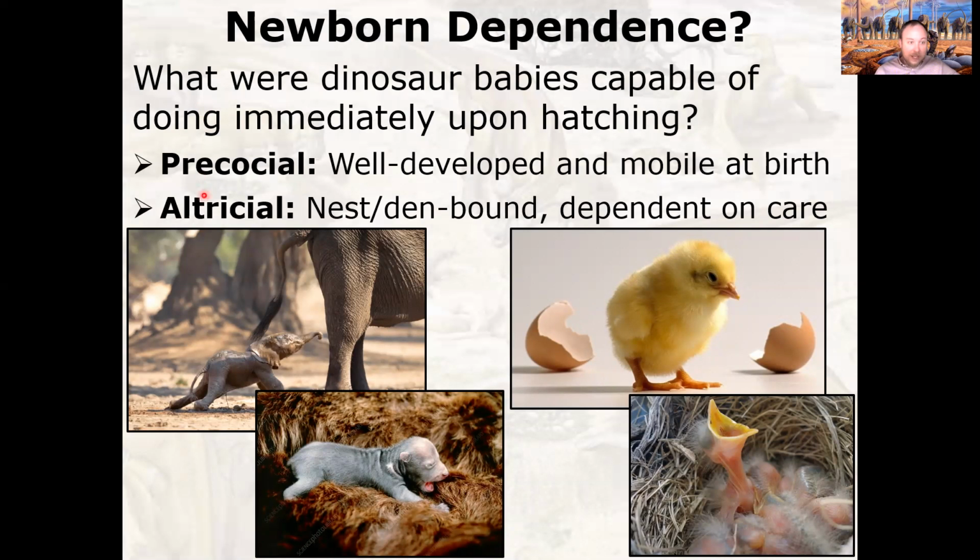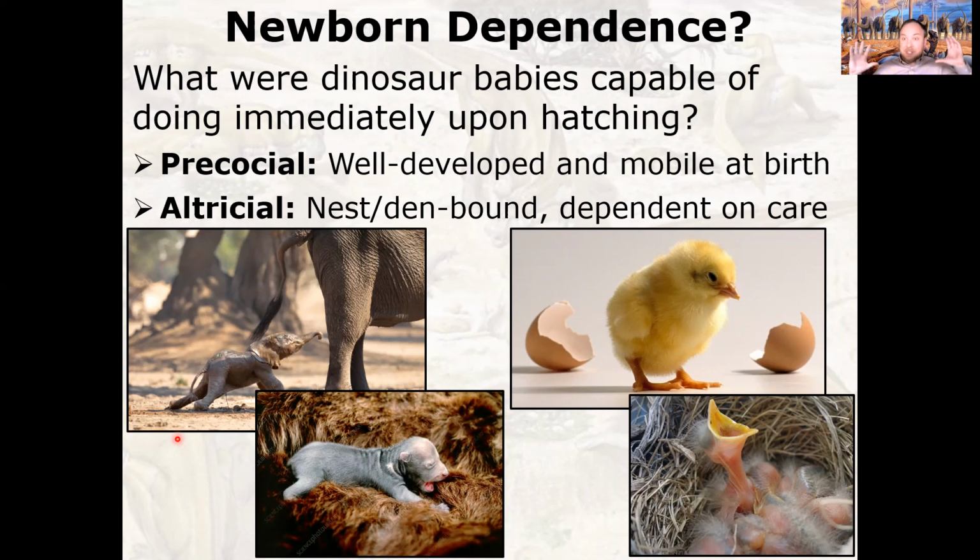So there's precocial, or precocial, maybe. I've never heard it said, sorry. That means they're well developed and they're mobile already at birth. So elephants here, this is a brand new, just born baby elephant. You can see that it still has the umbilical cord here. It still has some of the afterbirth on it. And you see that it's already standing. Very soon it'll be walking.